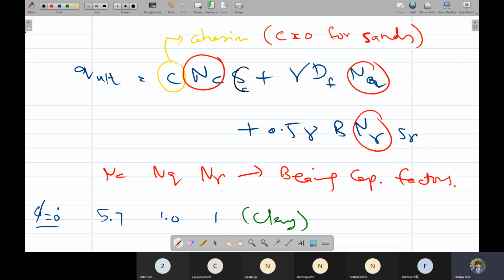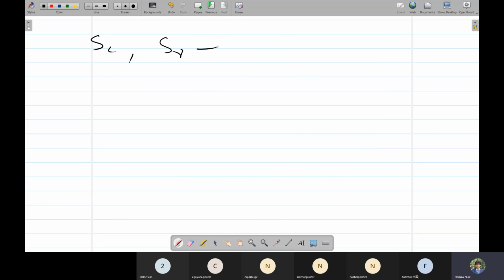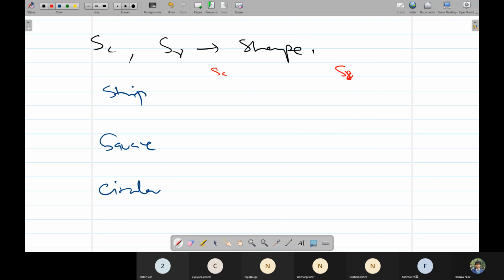And the third thing is Sc and S gamma. So Sc and S gamma are shape factors. We have to memorize these values also, for strip footing, square footing, and circular. For strip footing, both Sc and S gamma would be 1 and 1. For square, 1.3 and 0.8. For circular, 1.3 and 0.6.